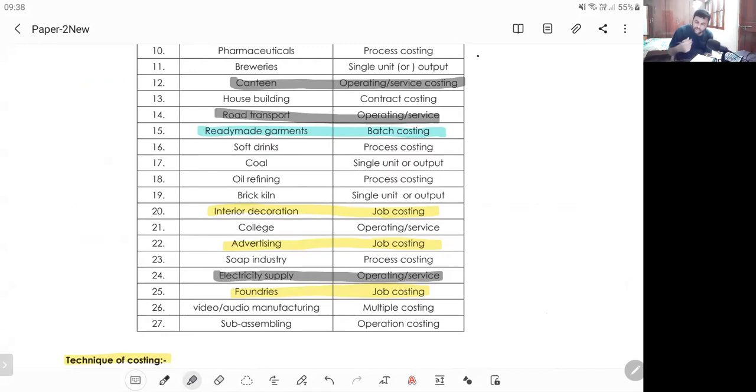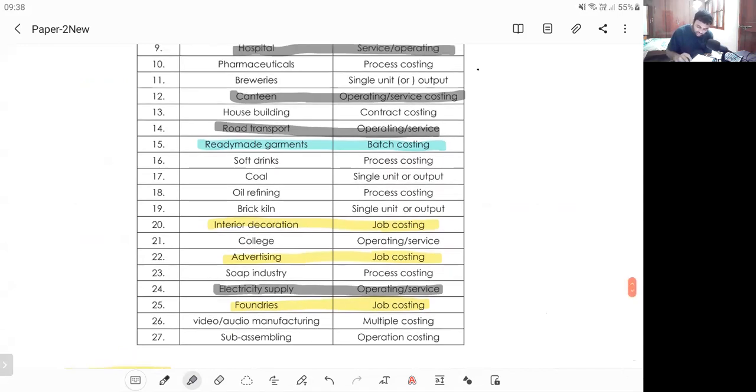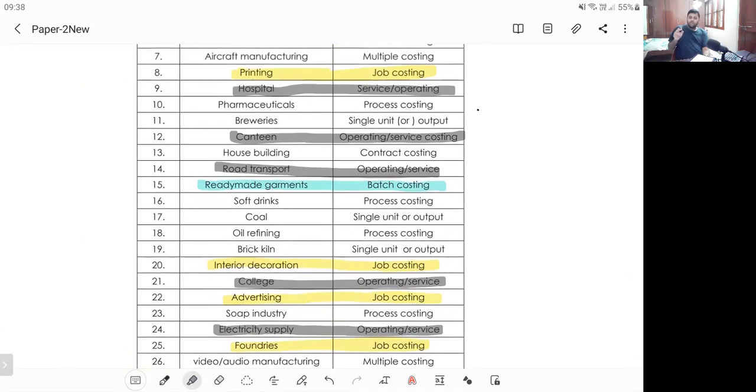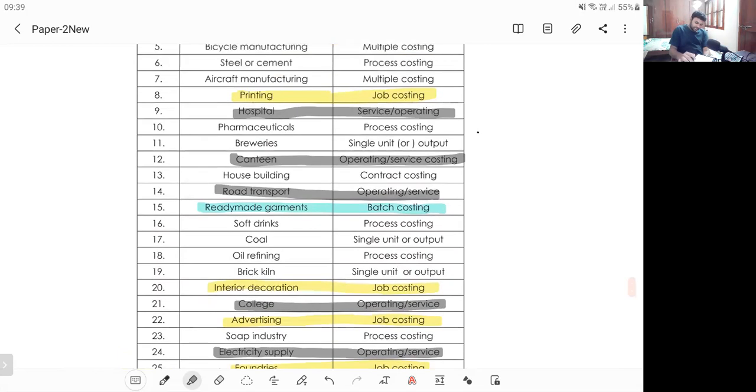Electricity supply is also a service sector, so even there we have operating costing. A college is a service sector, so there you have operating or service costing. So wherever there is a service, there you have operating or service costing.